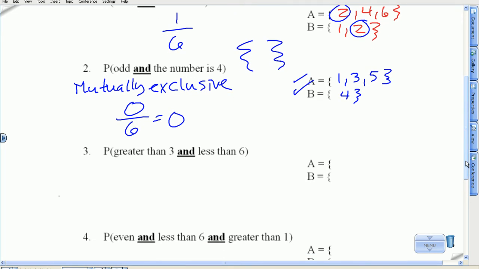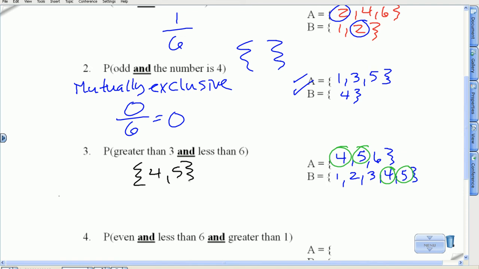Okay, you're rolling your die. You want to get greater than 3, so you're looking for a 4, or a 5, or a 6. You want that also to be less than 6. So less than 6 would be 1, 2, 3, 4, and 5. Alright, so greater than 3, 4, 5, and 6, less than 6, 1, 2, 3, 4, 5. Alright, so what do they have in common? Numbers that are greater than 3 and less than 6 are the numbers 4 and 5, and this probability is 2 out of 6, or 1/3.